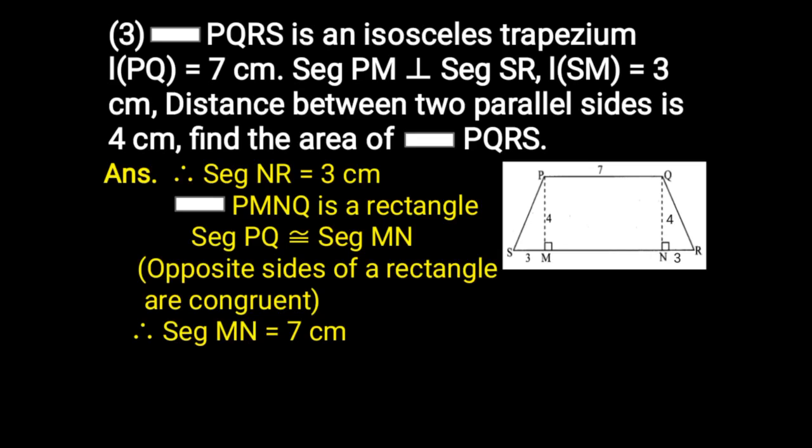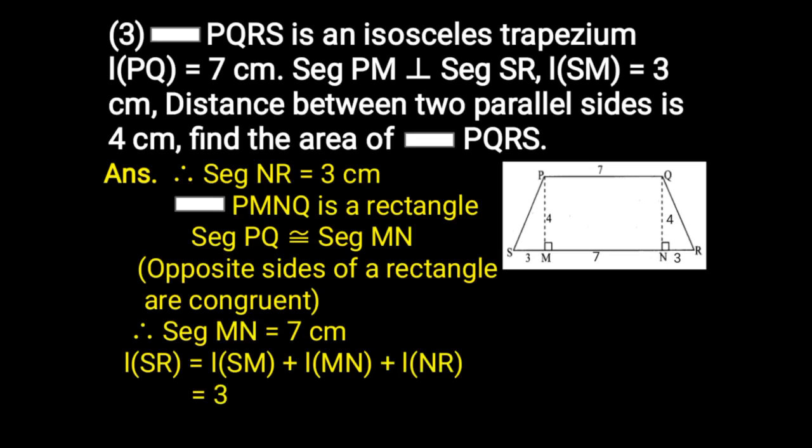Now you have to find length of SR. Length of SR is equal to length of SM plus length of MN plus length of NR. That is equal to length of SM is 3 plus length of MN is 7 plus length of NR is 3. You have to add these numbers. Then you will get the answer, length of SR. 3 plus 7 plus 3. How much? 3 plus 7 is 10. 10 plus 3, 13. That is equal to 13 cm. Length of SR is equal to 13 cm.